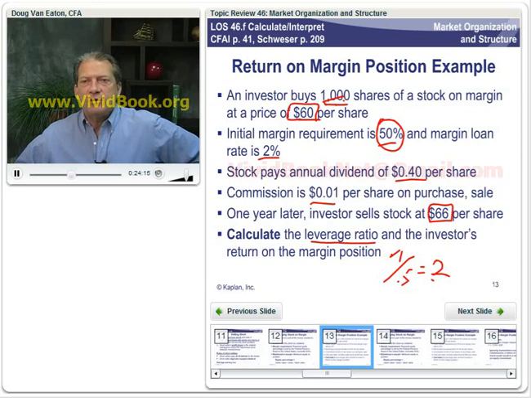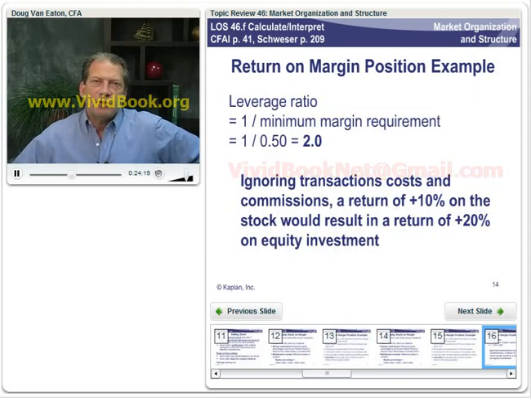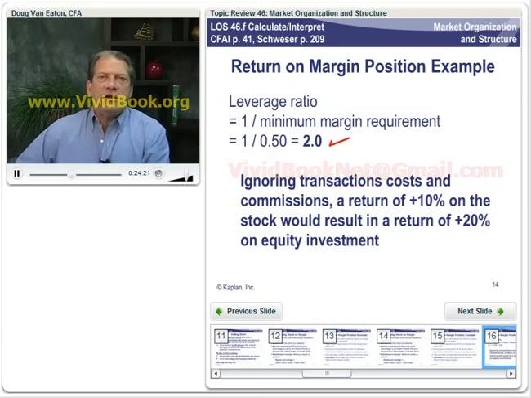So let's look at those calculations and follow through this example here. So here's our leverage ratio, 1 over the initial margin requirement. So we've got 2-to-1 leverage. So ignoring transaction costs and commissions, a return of 10% on the stock would result in a return of 20% on the equity investment.